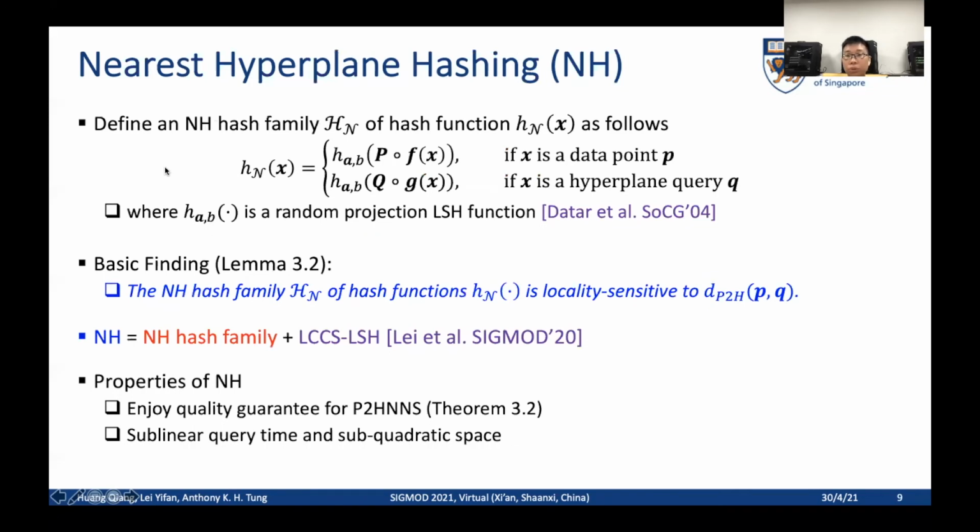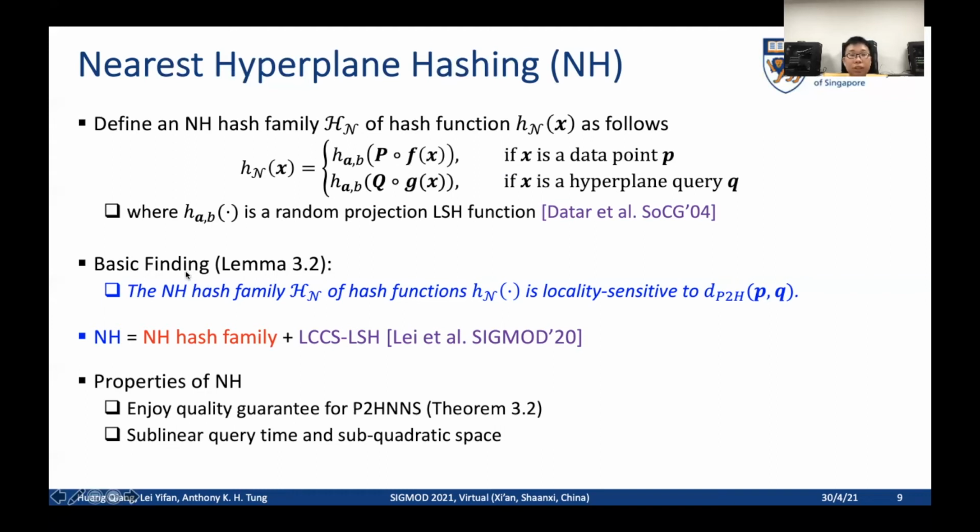So with the two-step asymmetric transformation, we propose the first provable method called Nearest Hyperplane Hashing, or simply NH, for the point-to-hyperplane nearest neighbor search beyond the unique hypersphere. We define an NH hash family of hash functions H_N as follows. As you can see, the hash function H_N can be considered as a composition of the random projection LSH function H_ab and the two-step asymmetric transformation.